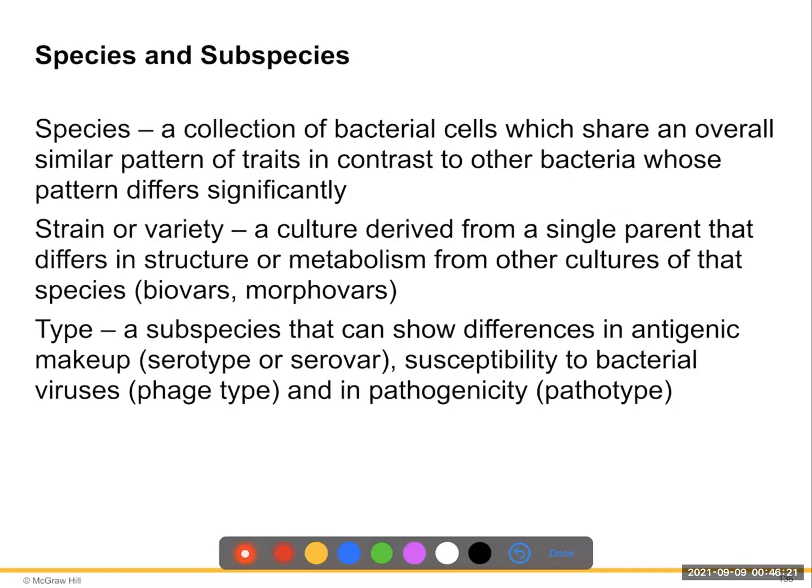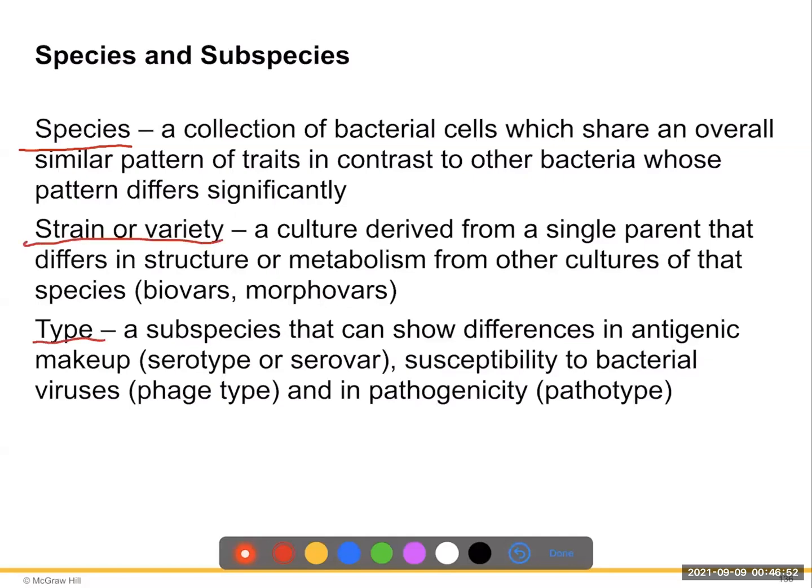We have species and then subspecies. A species is a collection of bacterial cells which share an overall similar pattern or trait, in contrast to other bacteria whose patterns differ slightly. Then the strain or variety is a culture derived from a single parent that differs in structure and metabolism from other cultures of that species. Those are biovars or morphovars, a strain or variety of the bacteria that have branched off.